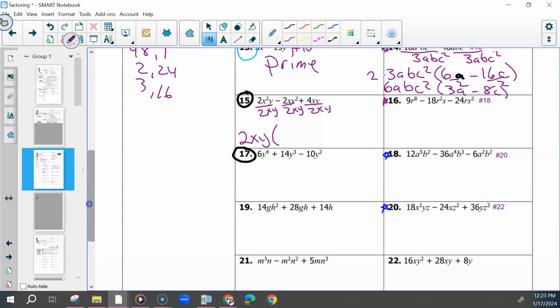2x squared y divided by 2xy. What's that? X squared. One of the x's would go away. Just x. Next one, 2xy squared divided by 2xy. What's that? Minus 1. Minus y, just y. And then 4xy divided by 2xy. Just 2. Plus 2. And that would be our answer.